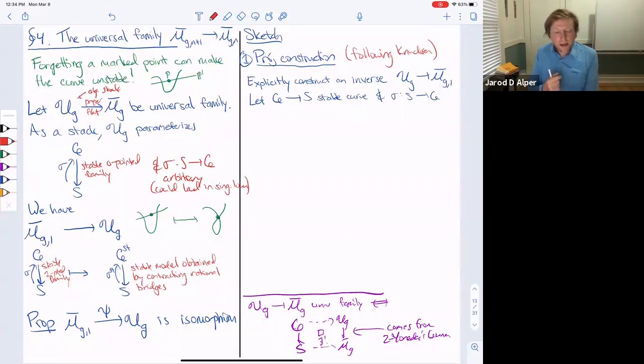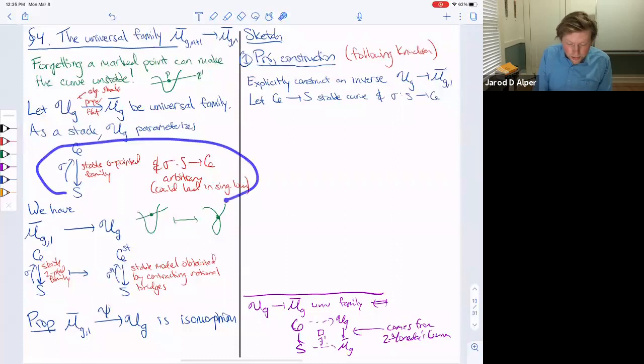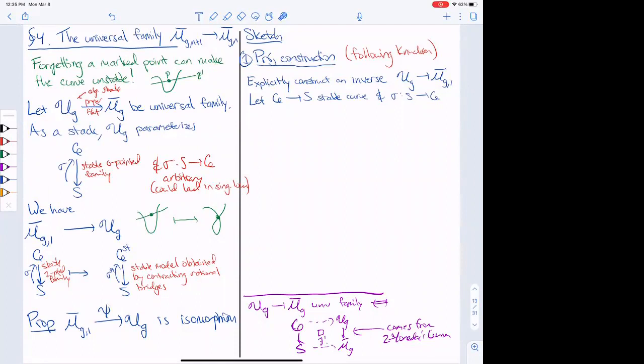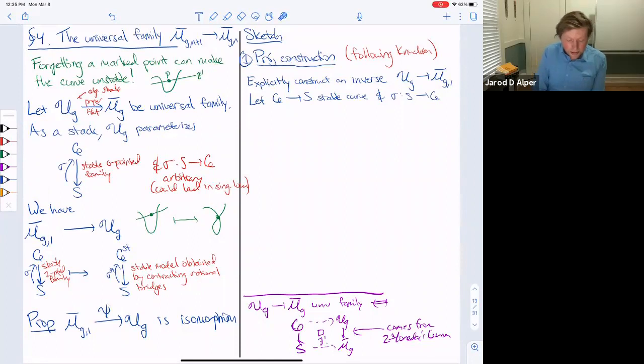One of my points was that M_{g,1} is a universal family over M_g followed from tautological reasons. And if you apply that same logic here, you get a description of the universal family, but it's not M_{g,1} bar. It's this: stable zero-pointed families and an arbitrary section. Yes, thank you. And so what's remarkable here is that this contraction map is an isomorphism.